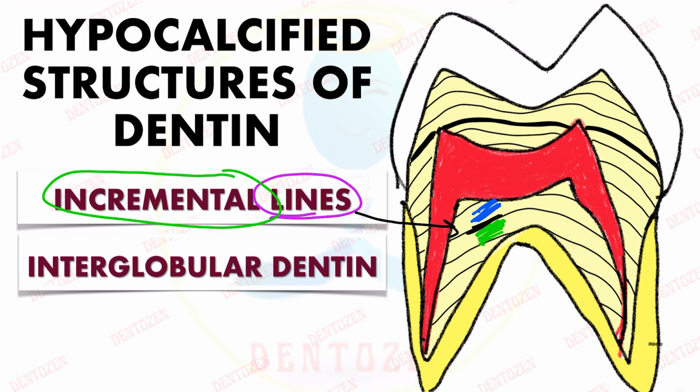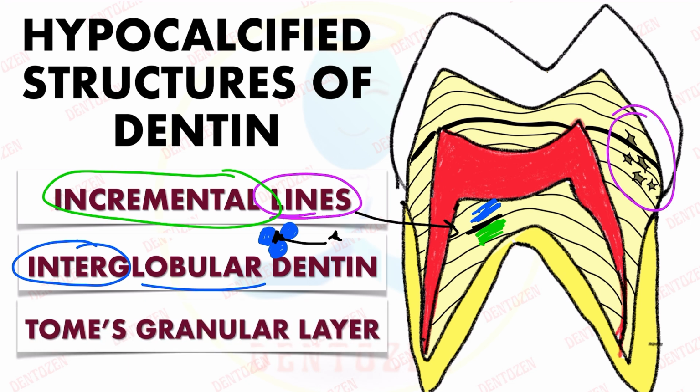Second is interglobular dentine. Inter, in between globules. Dentine mineralization takes place in round structures called globules which later fuse to form one dentine mass. But sometimes these globules fail to fuse, they do not join and remain there as these dark structures, which can be drawn like this as we are drawing, and these dark structures are known as interglobular dentine.